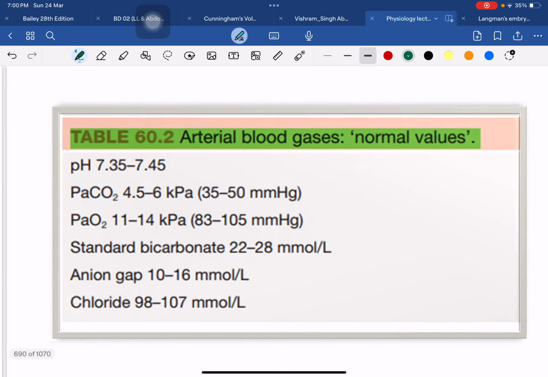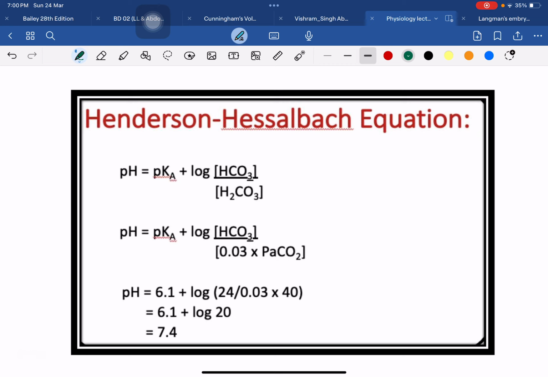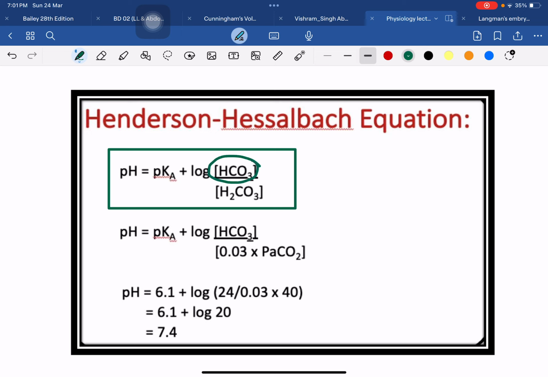First of all, let's see two important points. One is the equation and another one is the normal parameters. So the pH is related to the bicarbonate level and the partial pressure. This carbonic acid is actually the partial pressure of carbon dioxide, and this carbon dioxide is directly related to the lungs. On the other hand, the bicarbonate ion is directly related to the metabolic part.